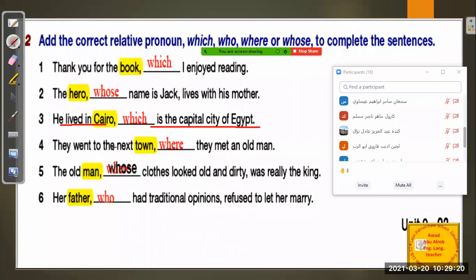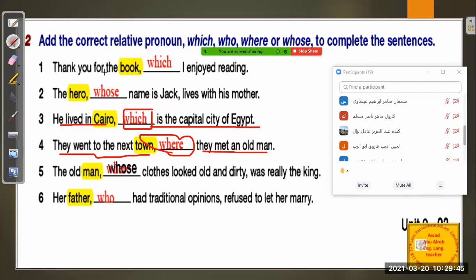If you look at this one here, number 4: They went to the next town. They met an old man. They met the man in it, so where, if he is talking about it as a place. Here we used where. Here he talks about it as a subject of the sentence, a non-human subject. So there is a difference. I'm going to read through them again.